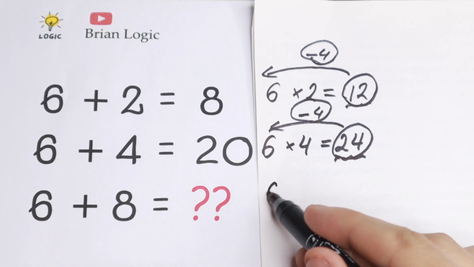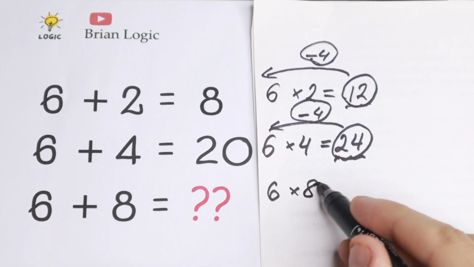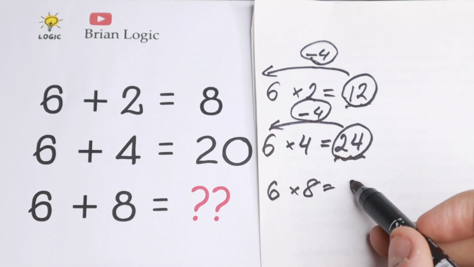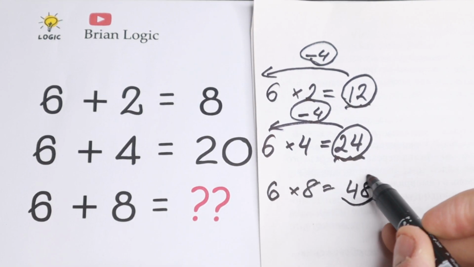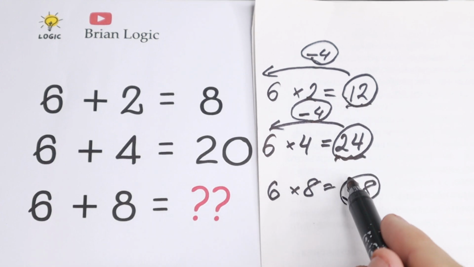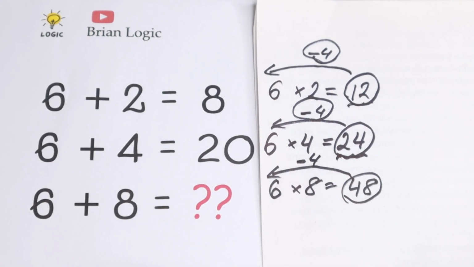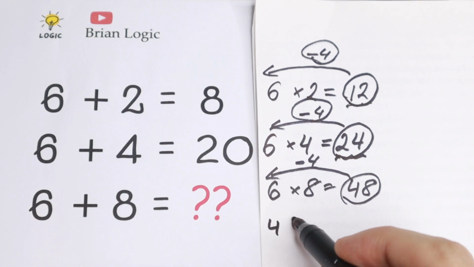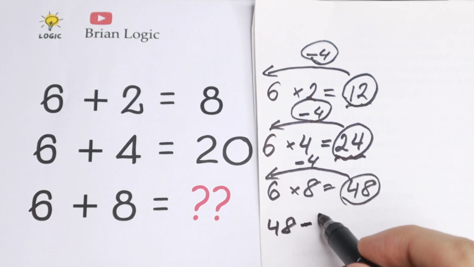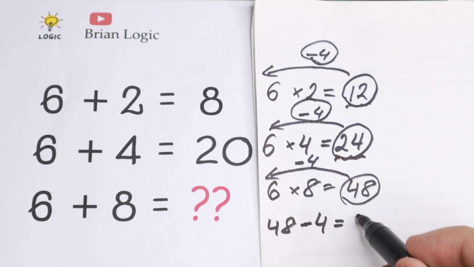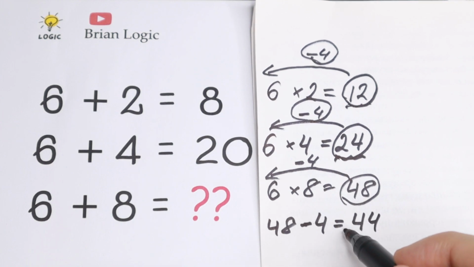Firstly we multiply, so 6 times 8 will be equal to 48, and of course we need to subtract 4 from this number. I hope you see this pattern between all of these numbers, and let's do the last step. So 48 minus 4 will be equal to 44. So it looks like our answer.